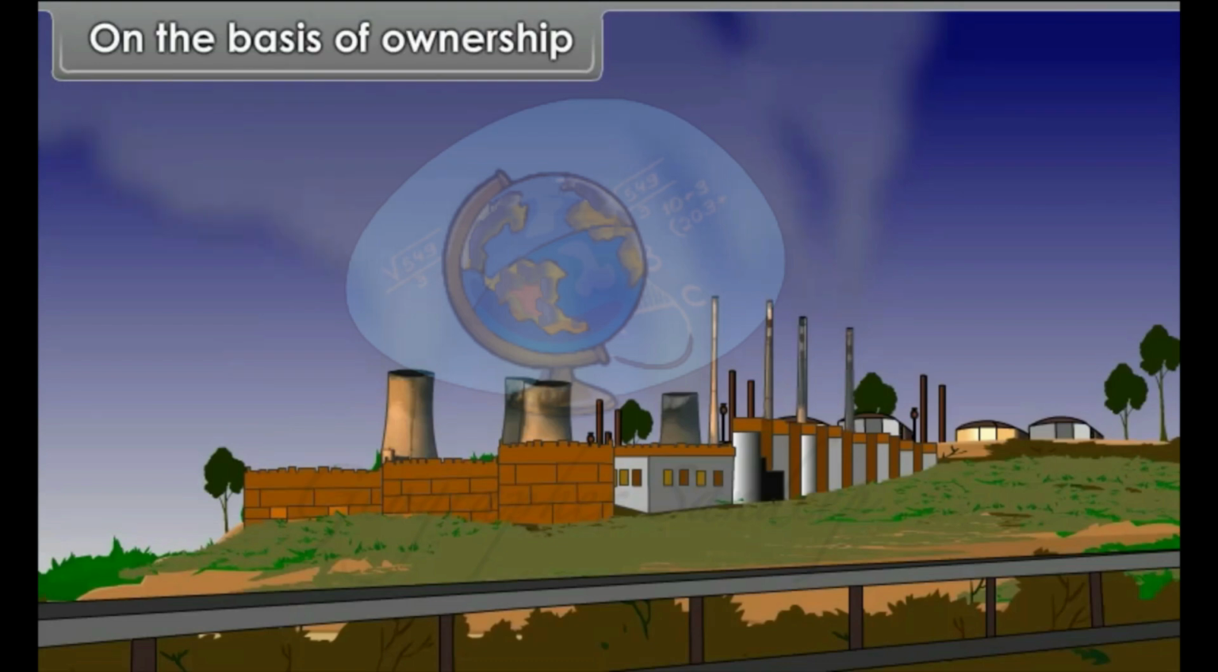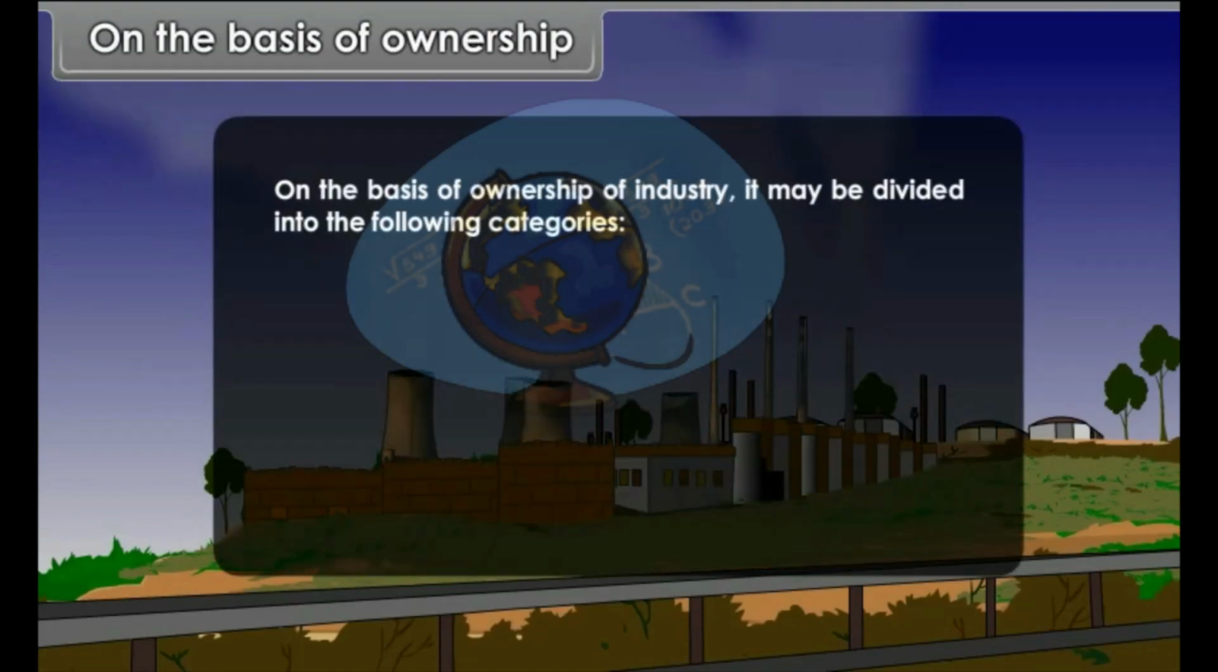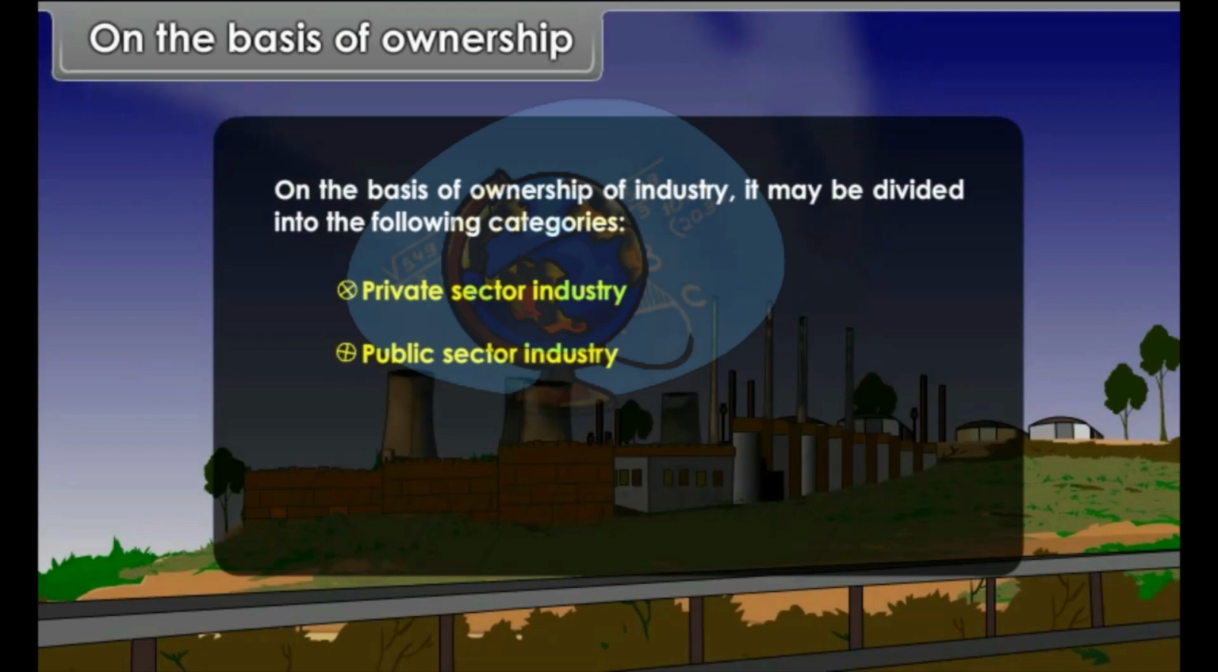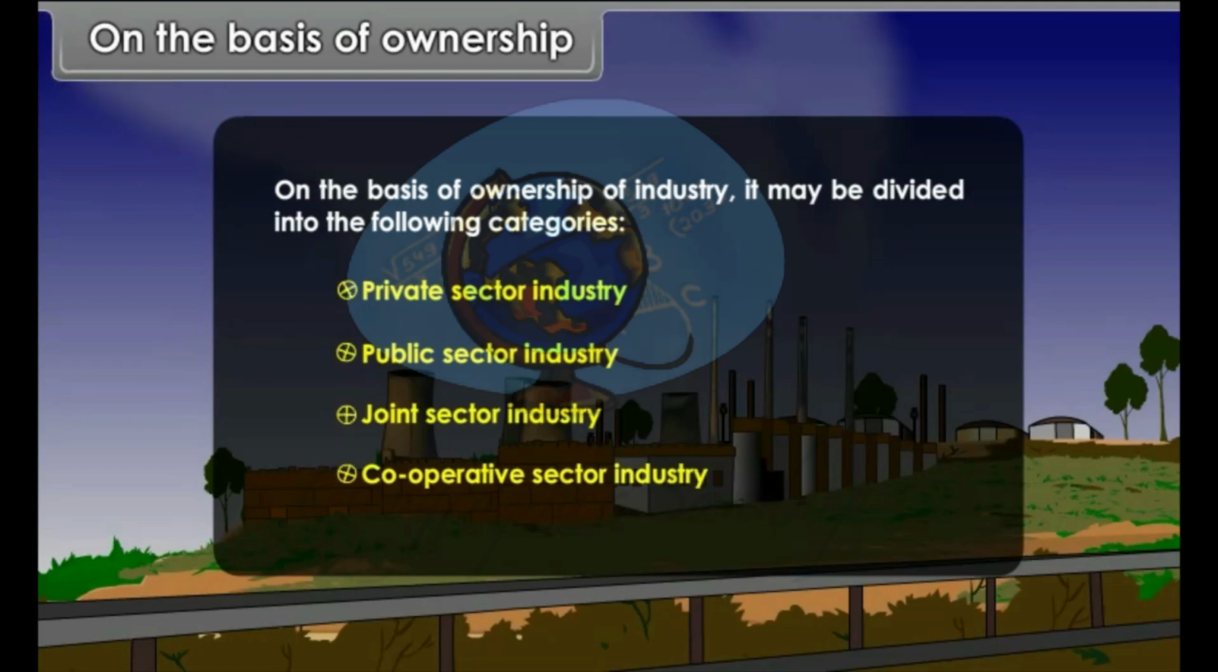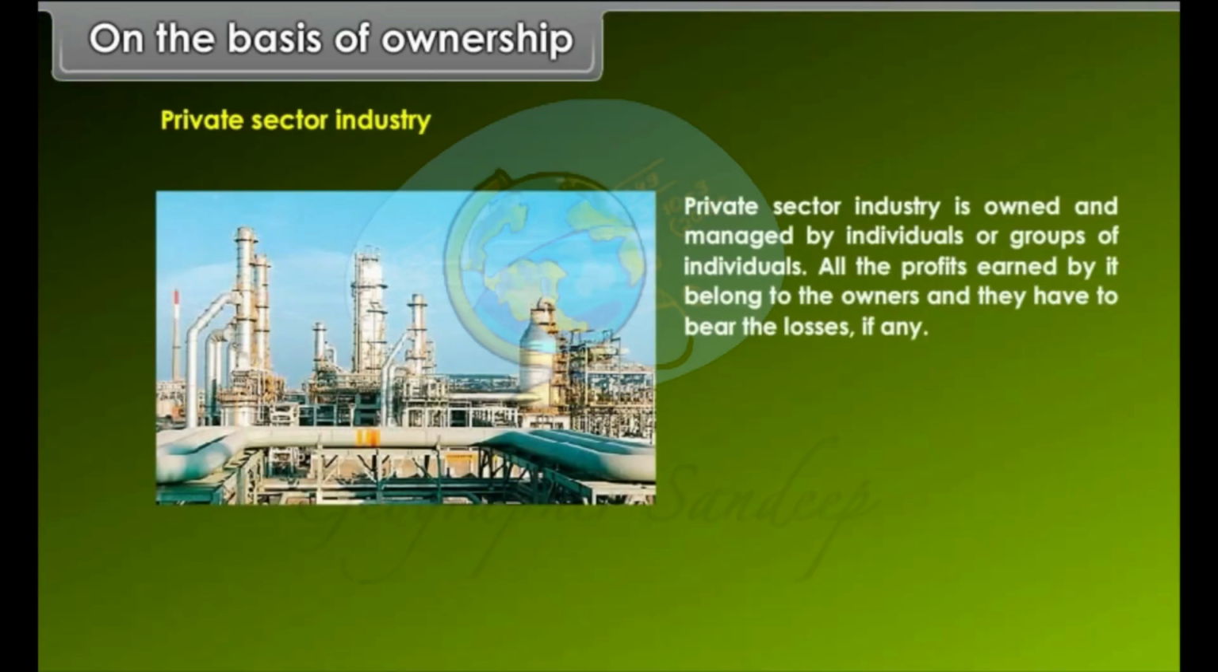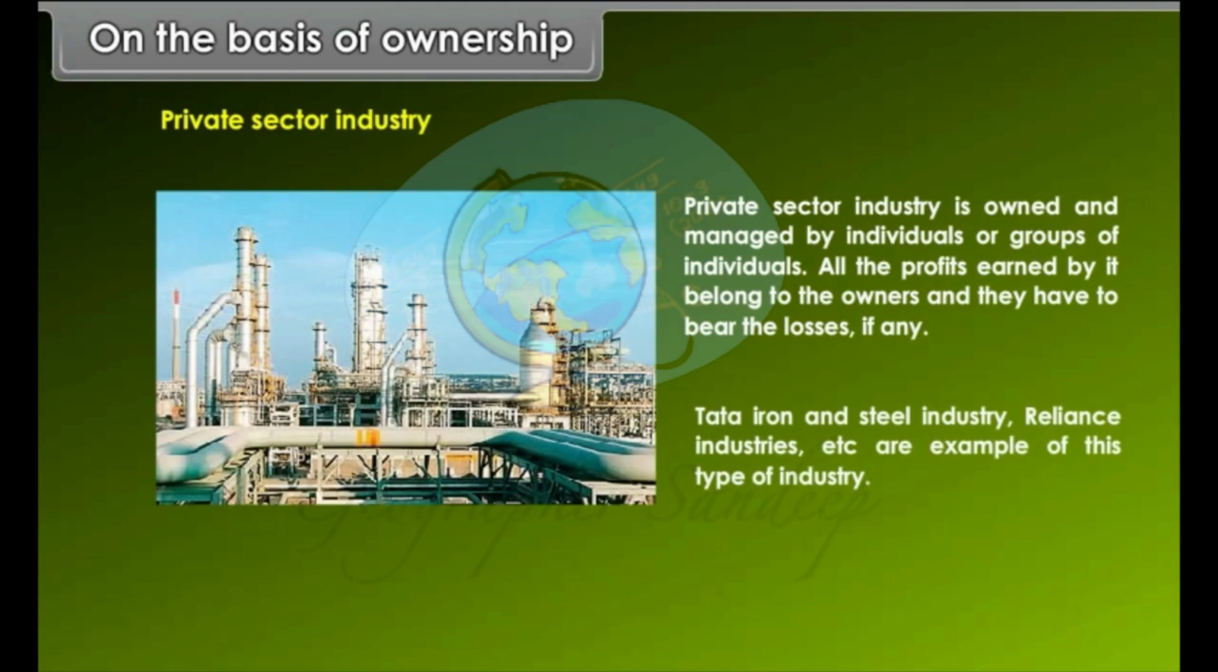On the basis of ownership. On the basis of ownership of industry, it may be divided into the following categories. Private sector industry, public sector industry, joint sector industry, cooperative sector industry. Private sector industry. Private sector industry is owned and managed by individuals or groups of individuals. All the profits earned by it belong to the owners and they have to bear the losses if any. Tata Iron and Steel Industry, Reliance Industries, etc. are example of this type of industry.